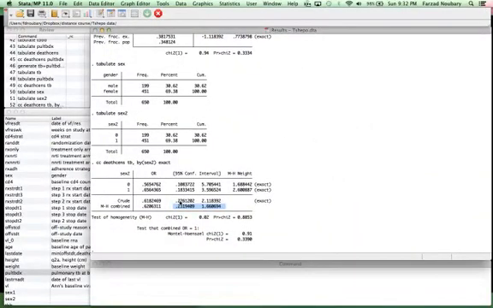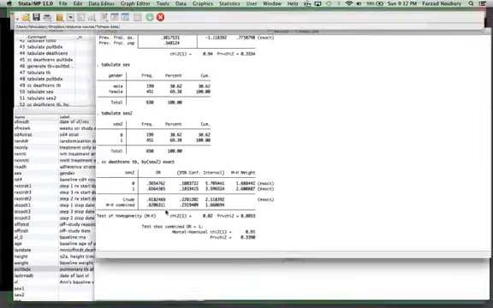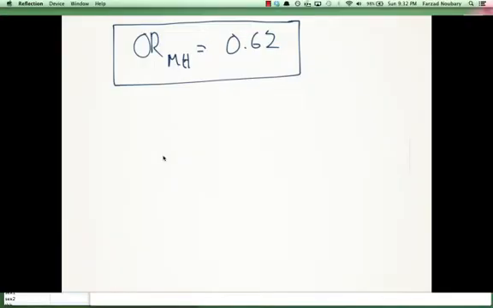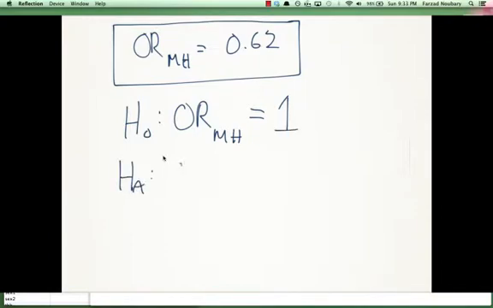Okay, so there's our relationship, and again, we don't stop there. We want to say, is this significantly different from 0? Now that we've failed to reject the test of homogeneity, concluding that we could combine the information in the multiple tables, we want to test the null hypothesis that the Mantel-Haenszel combined odds ratio is equal to 1. And obviously the alternative hypothesis is that the Mantel-Haenszel combined odds ratio is not equal to 1.